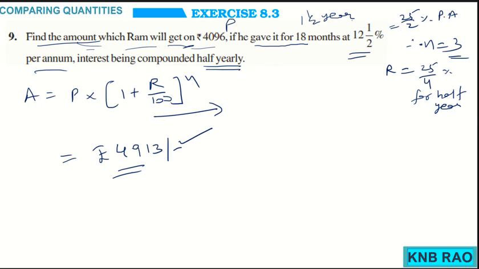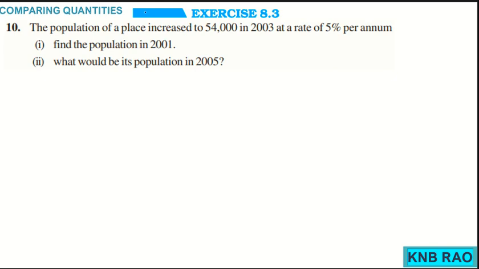Now coming to question number 10. Here the application of the compound interest formula has come. In this question, the population of a place increased to 2. That means in the year 2003 it is 54,000. What would be the population in the year 2001? They are asking, if the rate of interest or rate of appreciation is 5% per annum.